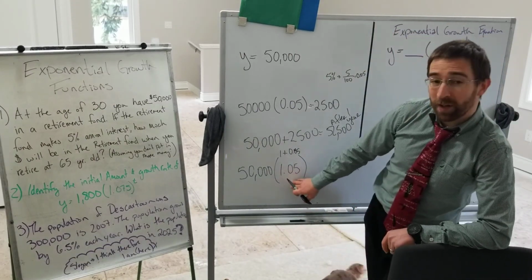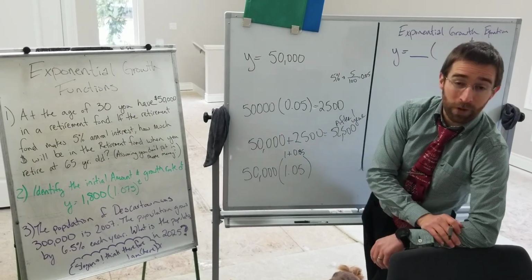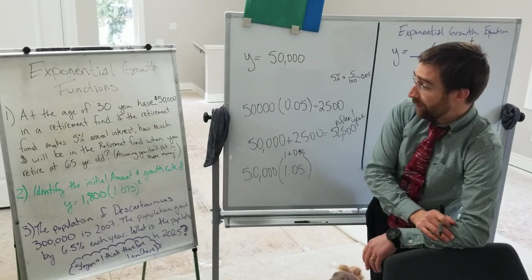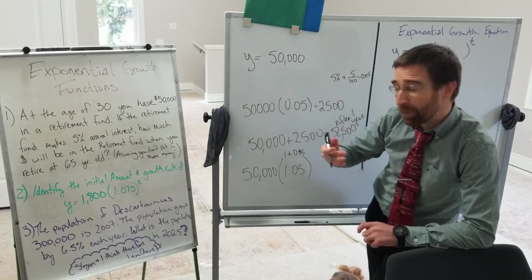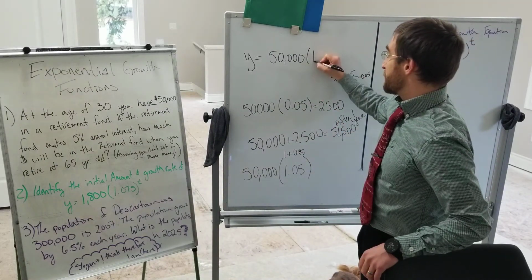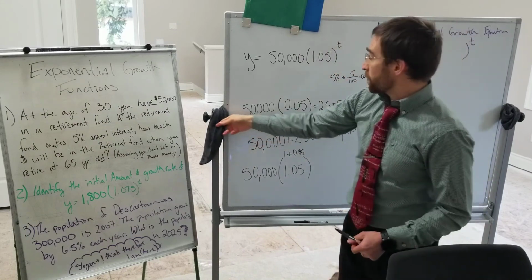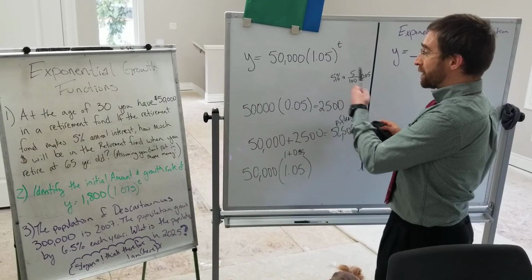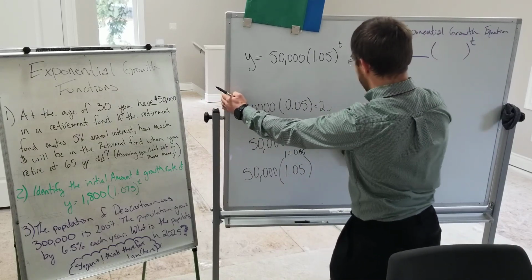Now, this is for 1 year. If I want to do this over and over and over again, I would continue multiplying by 1.05 over and over again. And when we continue multiplying over and over again by the same number, that's when we use an exponent. So the equation I would write is y equals 50,000 times 1.05 to the power of t.